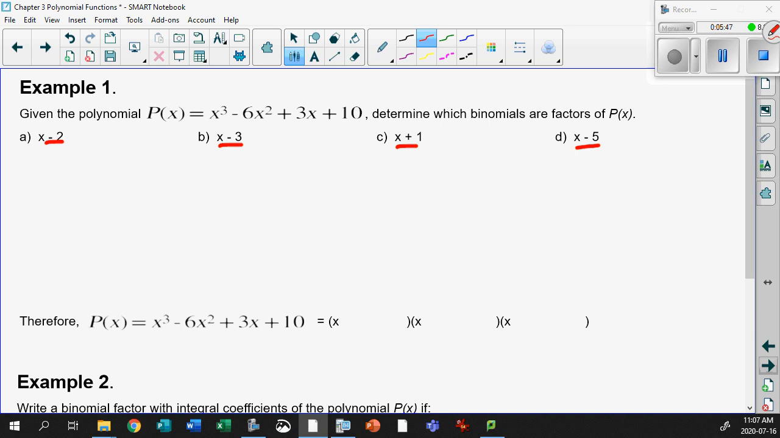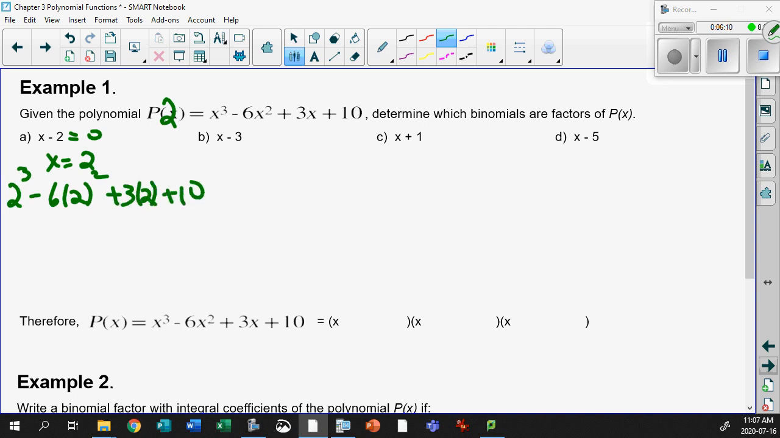Well, you can synthetically divide. I guess you could, but that would be an awful long waste of time. Watch how fast I can do this. I'm going to just solve, right? This becomes x equals 2. Let's put into this polynomial a 2. Watch this. So that's 2 cubed minus 6 times 2 squared plus 3 times 2 plus 10. 2 cubed is 8. 2 squared is 4.